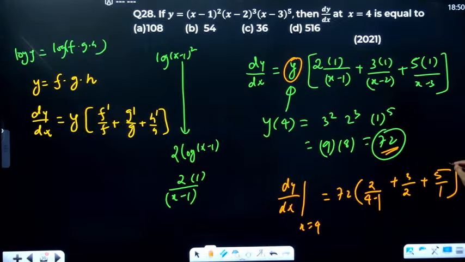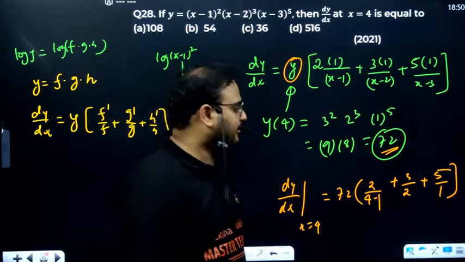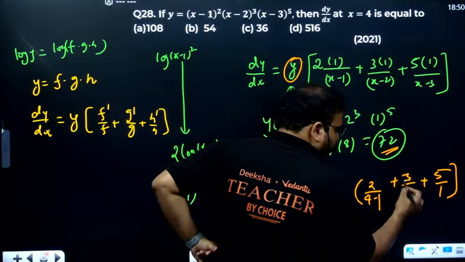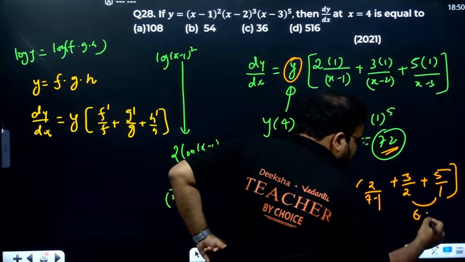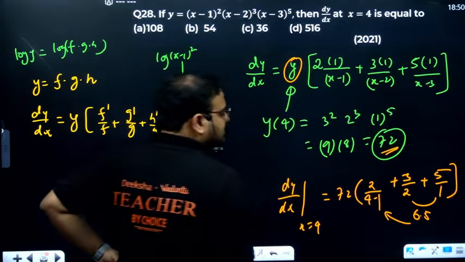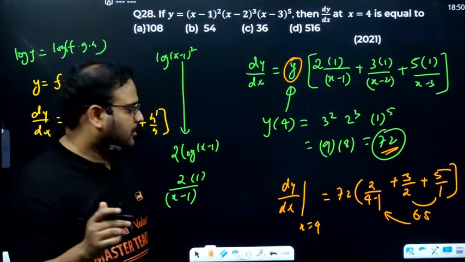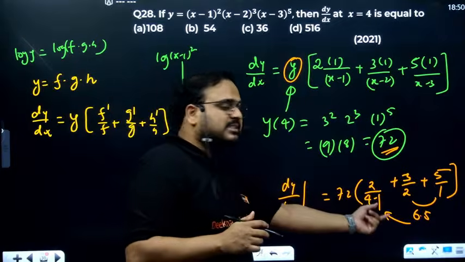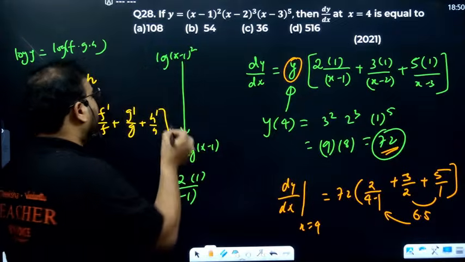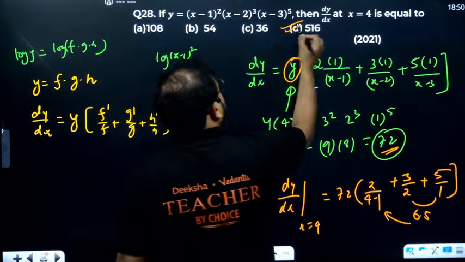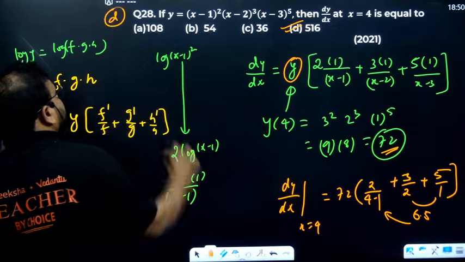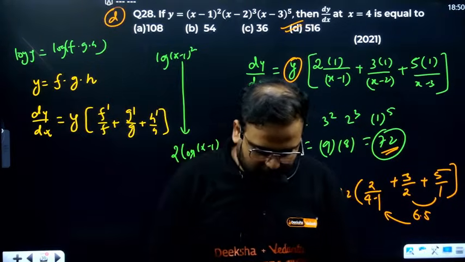Because over here, can you see this? This is clearly more than 5. Not 4, 5. This is 3 by 2 means this is 1.5. This becomes 6.5 and plus some value, you'll have close to 7. 72 times 7 will be equal to what? It cannot be 108. All this means clearly my option is D only.